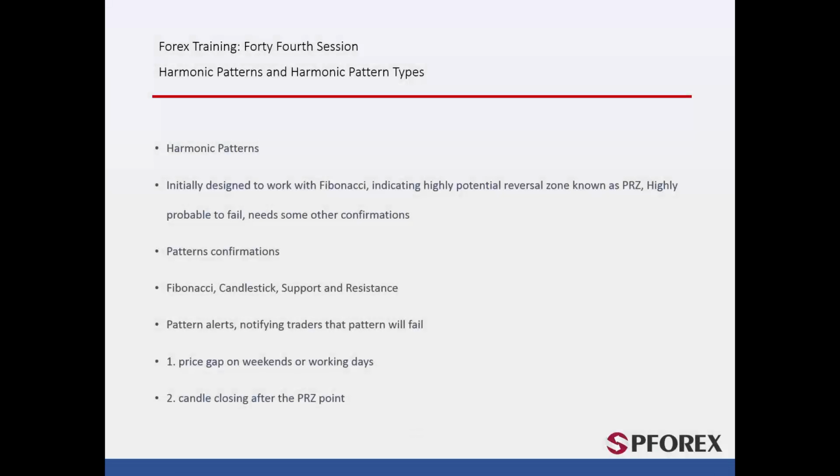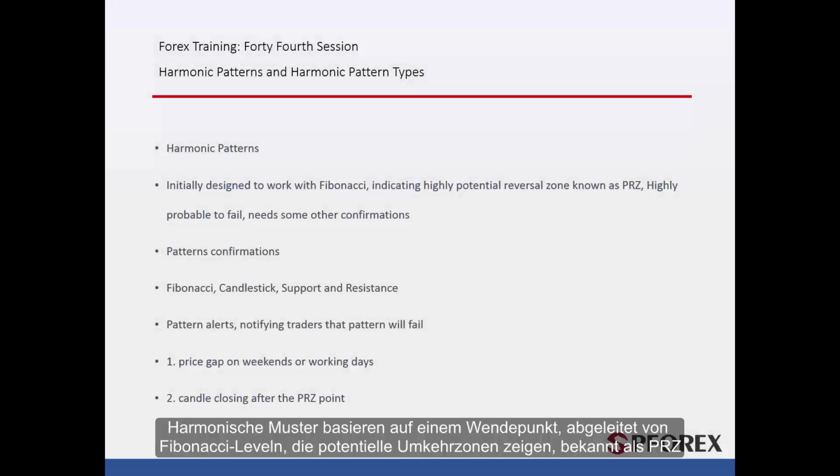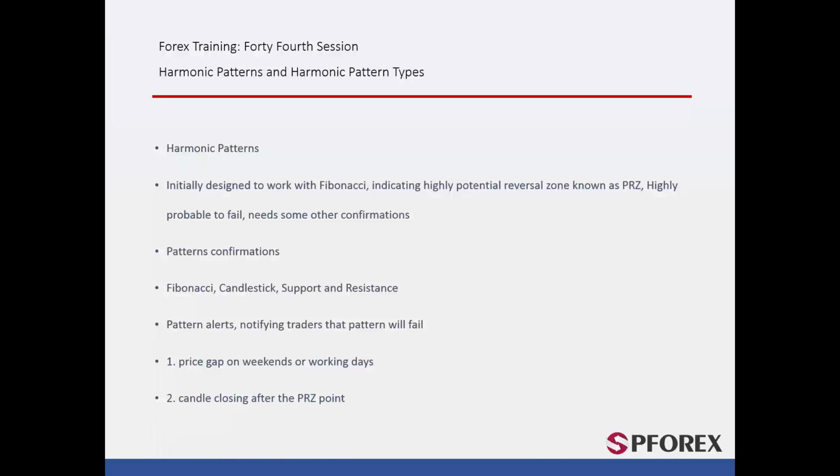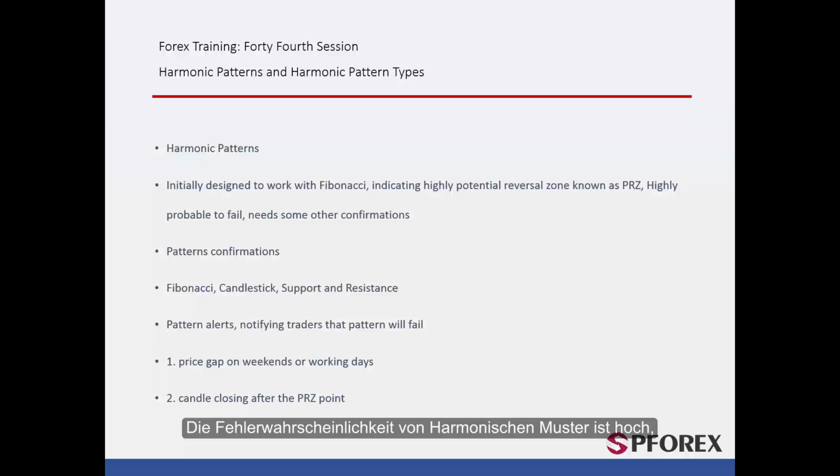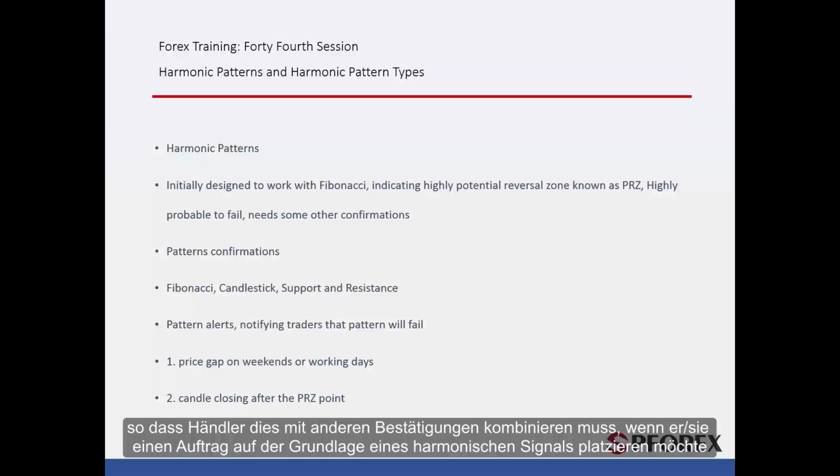Harmonic patterns are based on a reversal point derived from Fibonacci levels that shows potential reversal zones, known as PRZ. The failure probability of harmonic patterns is high, thus a trader must combine them with other confirmations if he or she wants to place an order on the basis of a harmonic signal.